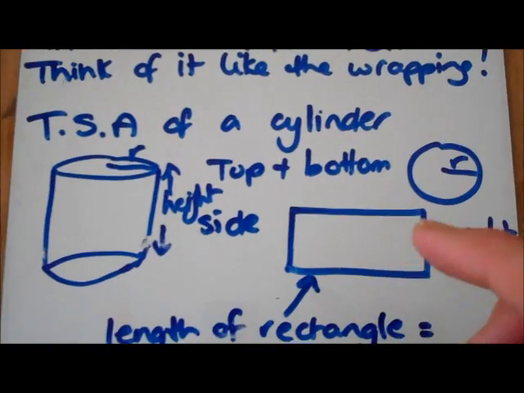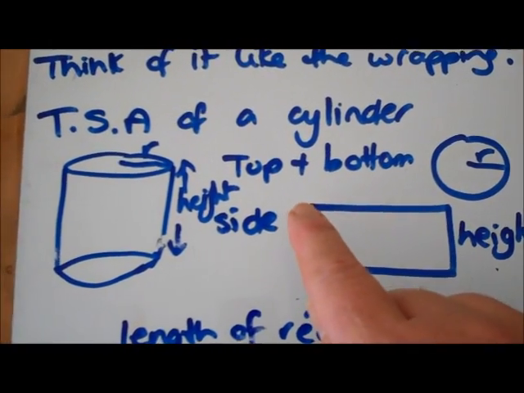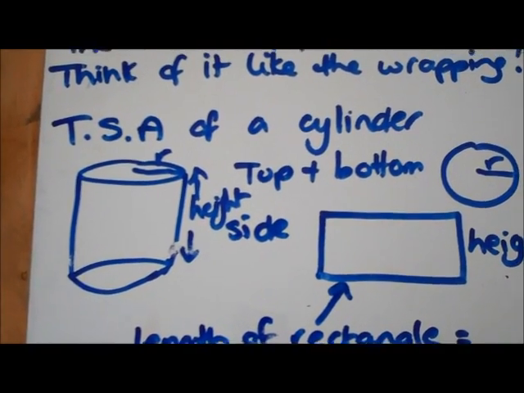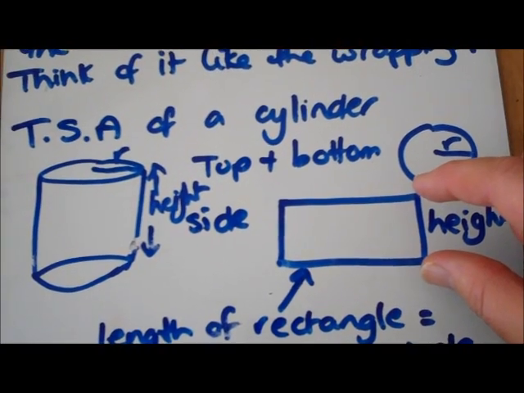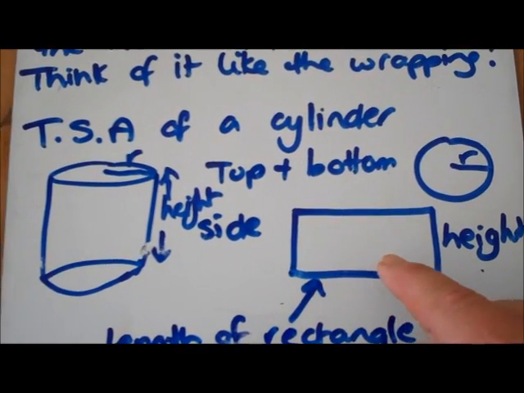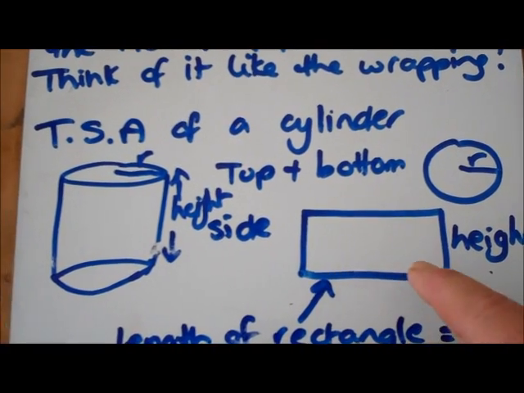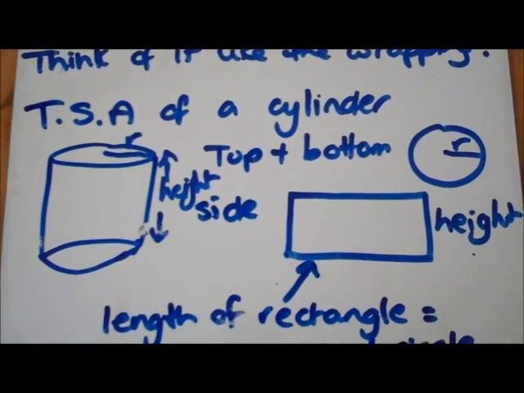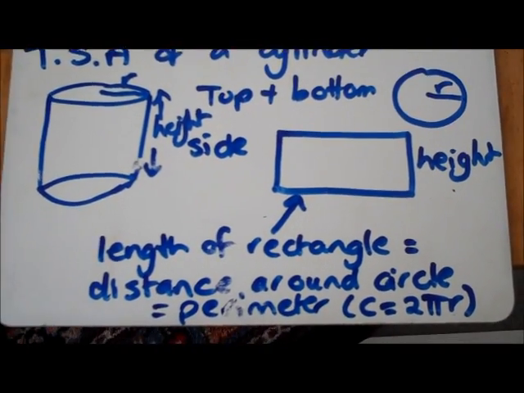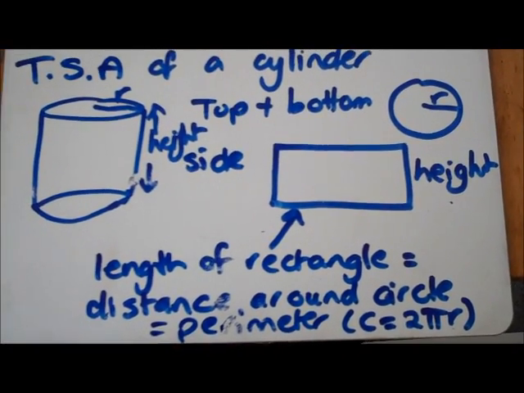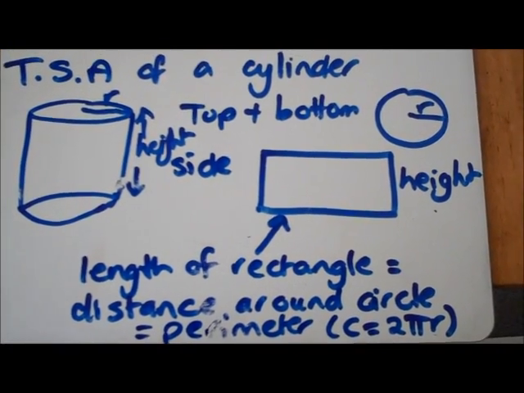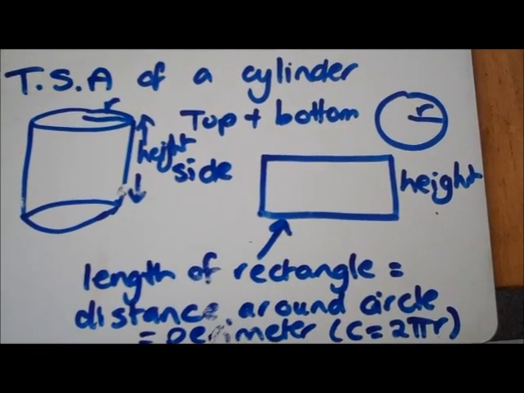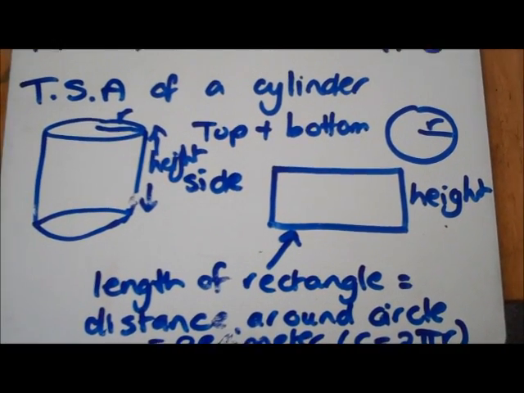And if I unwrapped, just like I did with the Milo tin, what you saw was that wrapper around the outside was actually a rectangle. And so this is the height of the cylinder, but how long was the rectangle? Well, the length of the rectangle has to actually equal the circumference around the circle, the distance around the circle, because that's how far I unrolled it. And the distance around the circle is called the perimeter, and you actually have a formula for the perimeter called 2 pi r. So we'll take that a little bit further next.